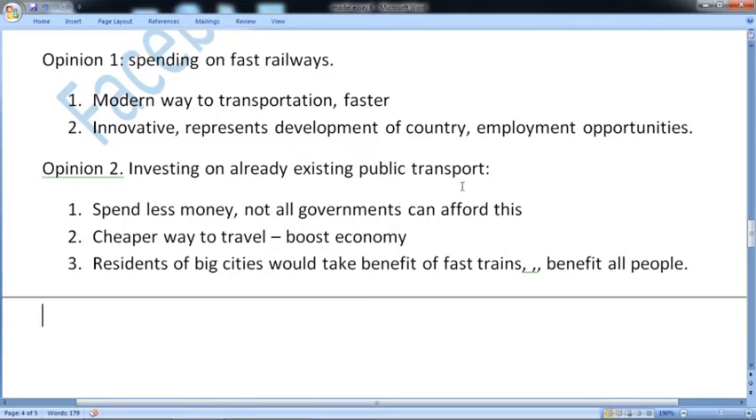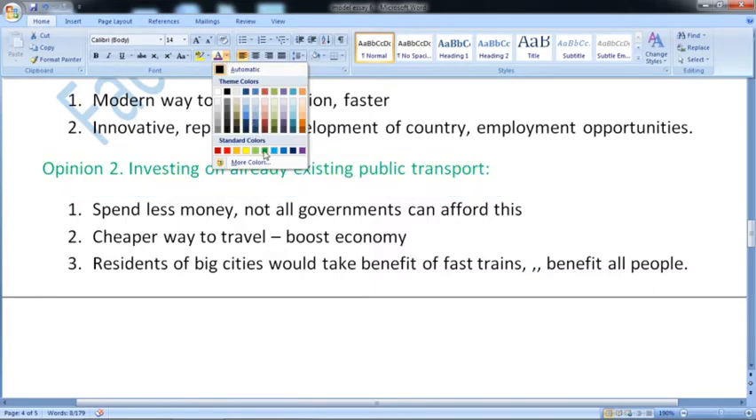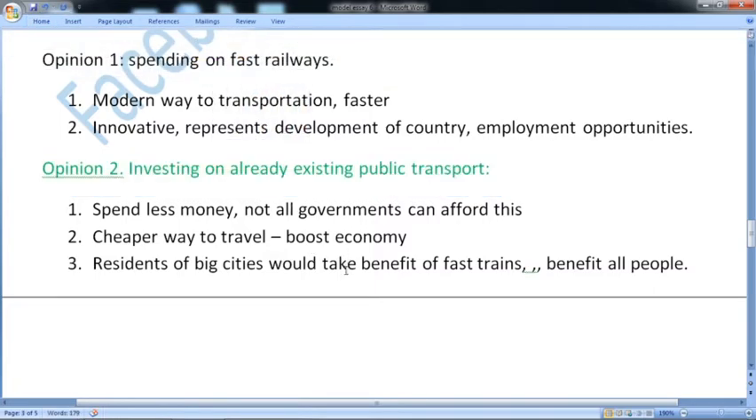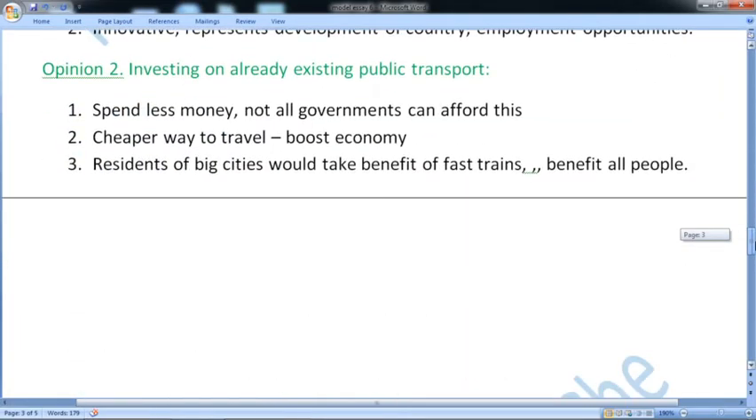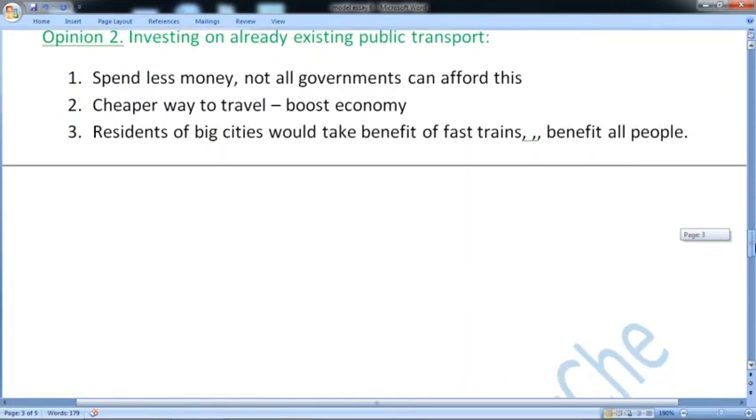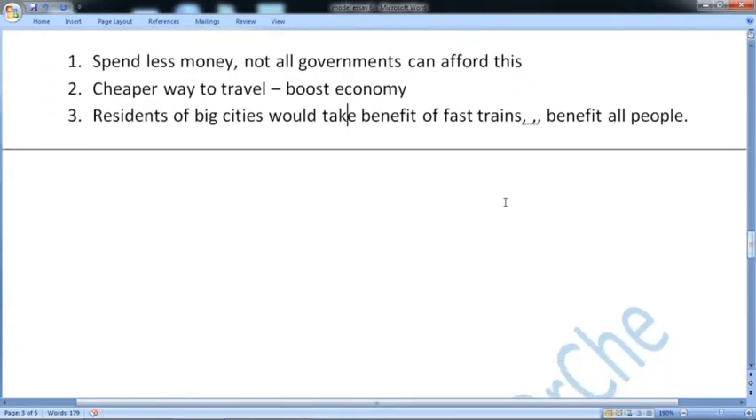So I would go for this opinion, because it is better to invest on already existing public transport, because not every government can afford this one, and it would be helpful for all classes of people, poor, rich, and those residing in villages and small cities also. So this is my opinion, after that you have to go for introductions.